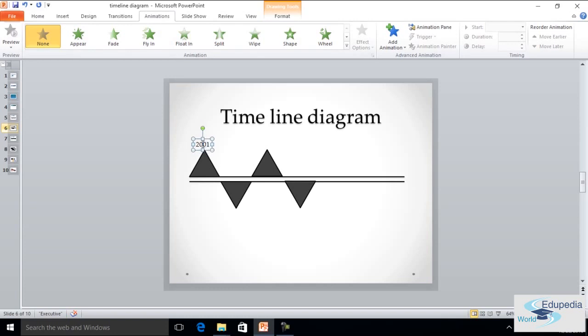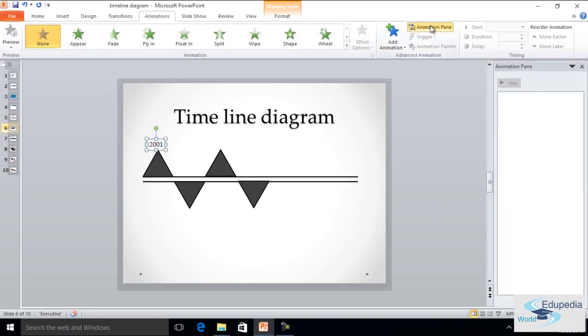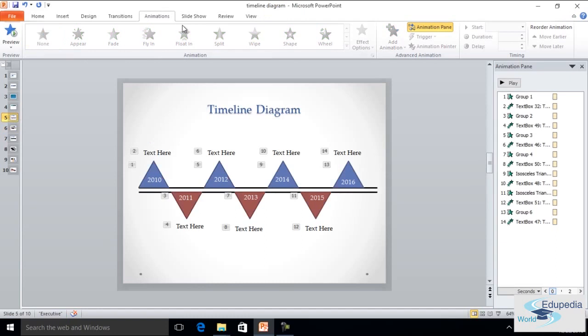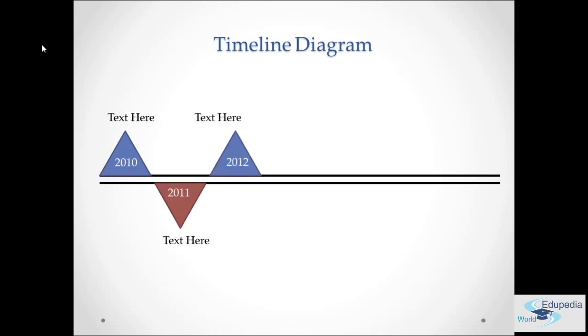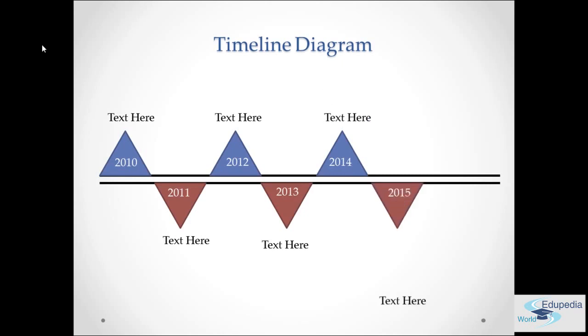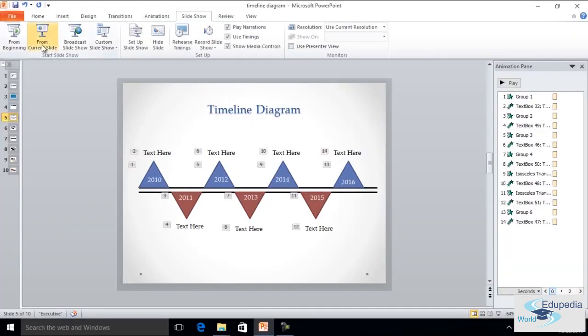If you are following the previous videos, up till now you will be in a condition to apply different kinds of animation to the objects. So this is how we can create this kind of timeline diagram, and this is how it looks. These are the lines now. I have tried to create the triangles like this. So it's very simple to create the timeline diagram.